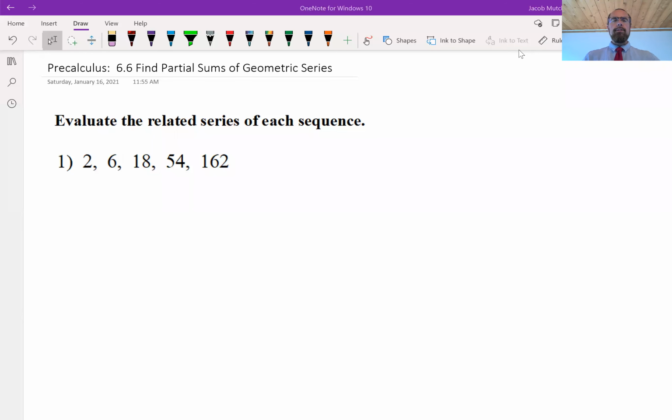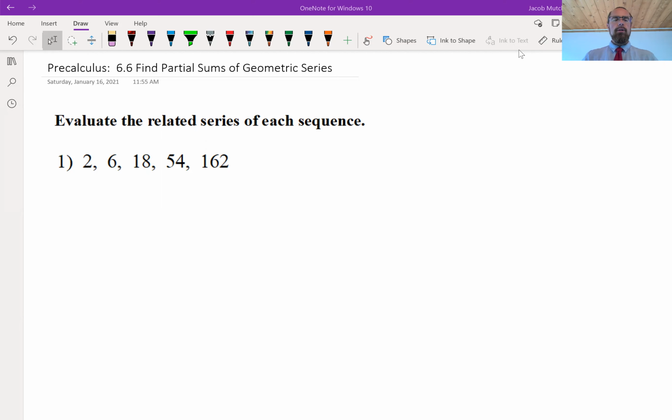Welcome to Pre-Calculus. Today we will investigate finding partial sums of geometric series. We'll take a look at four examples. The first is a series given in a sequence, and then we'll take a look at two series that are given in sigma notation, and then finalize with a word problem.